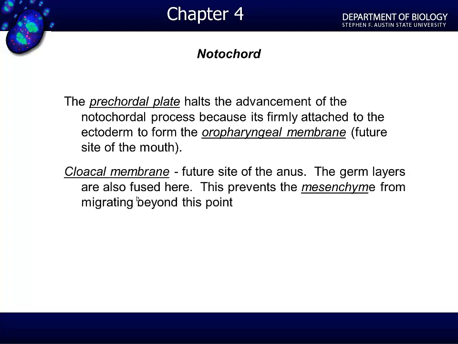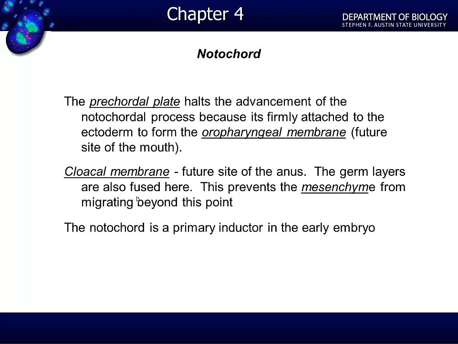Now, at the opposite end of the embryo, as we've seen in our illustrations, the cloacal membrane, the future site of the anus, is going to be the same. It's going to have our endoderm and ectoderm attachment at the posterior end, and this is going to form our cloacal membrane as we get towards the posterior side of the embryonic disc.